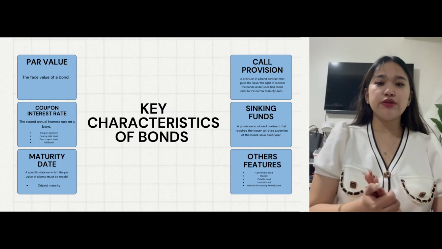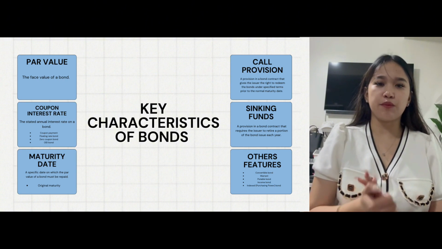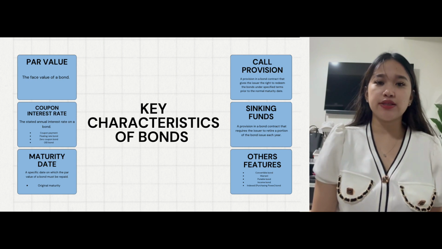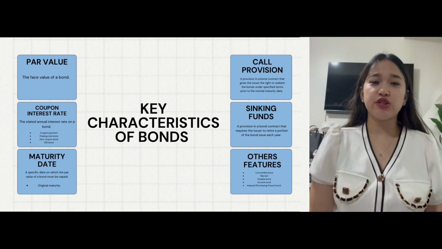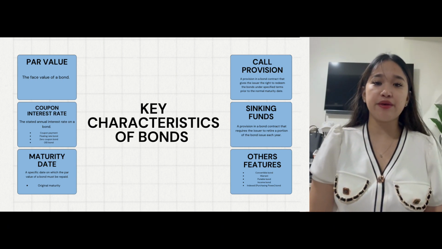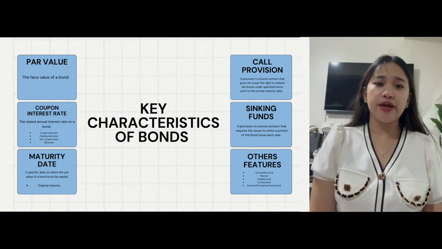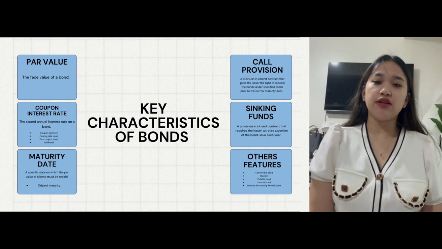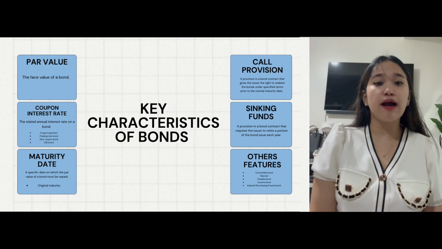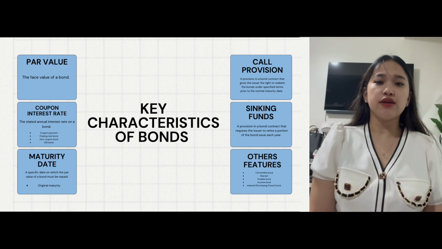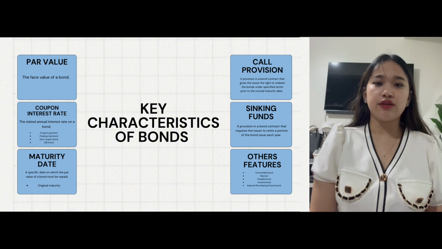So now, we're going to discuss the key characteristics of bonds. Although all bonds have some common characteristics, different bonds also have some different contractual features. For example, most corporate bonds have provisions for early repayments, call features, but the specific call provisions can vary widely among different bonds. Similarly, some bonds are backed up by specific assets that must be turned over to the bondholders if the issuer defaults, while other bonds have no such collateral backup.